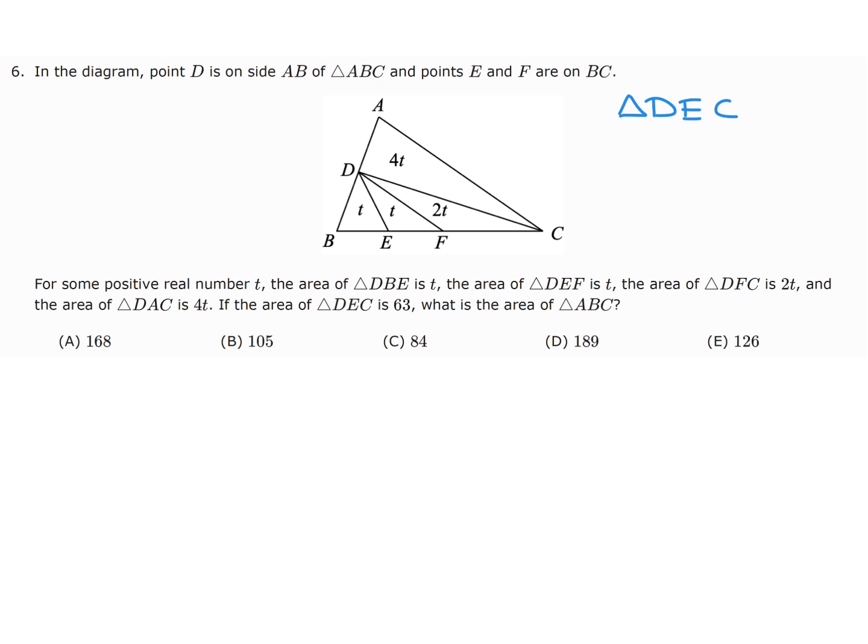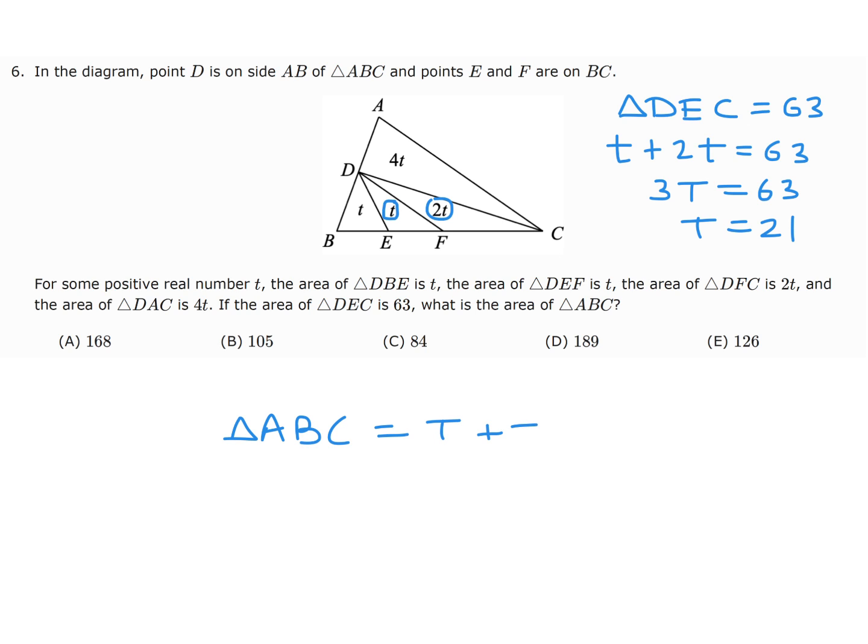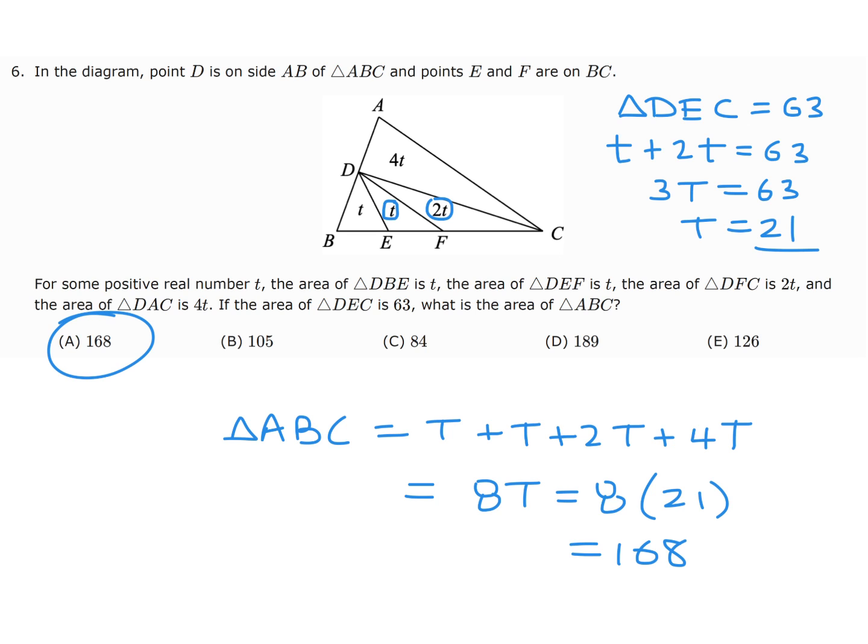Triangle DEC is 63. So DEC, where's that one? Okay, so that is this guy and this guy. So that means t plus 2t is 63. 3t is 63, and therefore t is 21. Then they're asking, what is the area of ABC? ABC is the entire thing. So triangle ABC looks to me like t plus 2t plus 4t, and that is 1, 2, 3, 4, 8t. And then 8 times t, which is 21, would be 168. And therefore that is choice A.